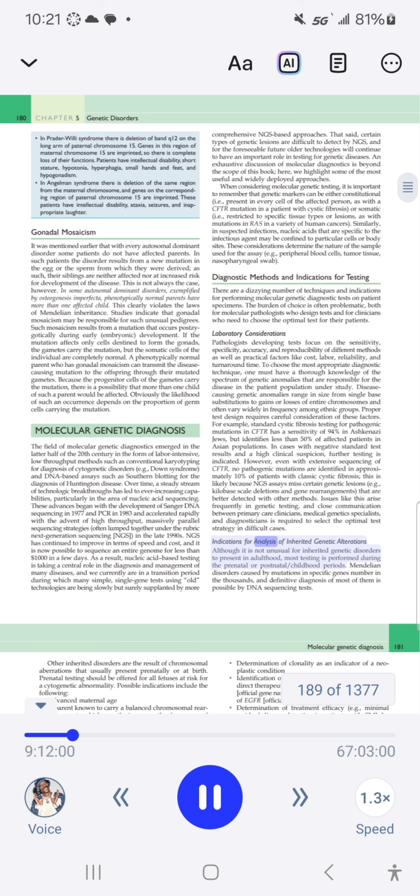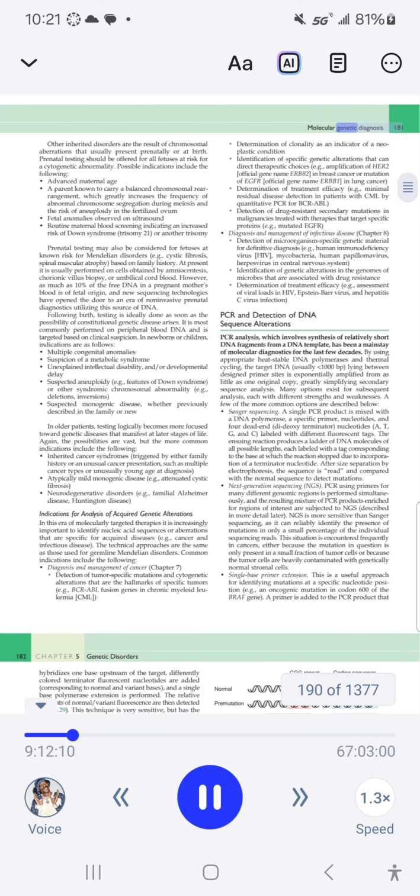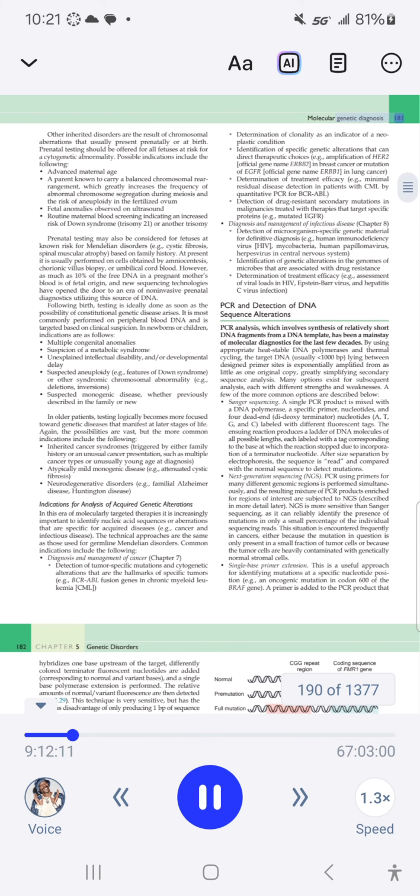Indications for analysis of inherited genetic alterations. Although it is not unusual for inherited genetic disorders to present in adulthood, most testing is performed during the prenatal or postnatal childhood periods. Mendelian disorders caused by mutations in specific genes number in the thousands, and definitive diagnosis of most of them is possible by DNA sequencing tests. Other inherited disorders are the result of chromosomal aberrations that usually present prenatally or at birth.